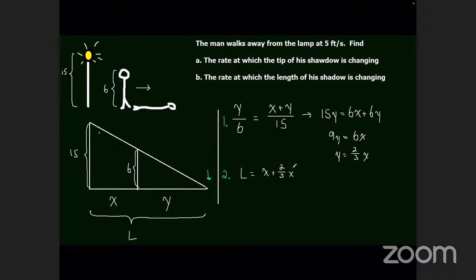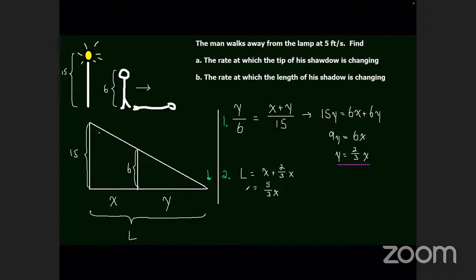Okay, so this is what he's doing. That's why he was eliminating this Y to make this substitution. This makes more sense to me. So L equals 5/3 X. This is the way I would have done it, not the way the other guy did it. So I'm wondering if this is the same.